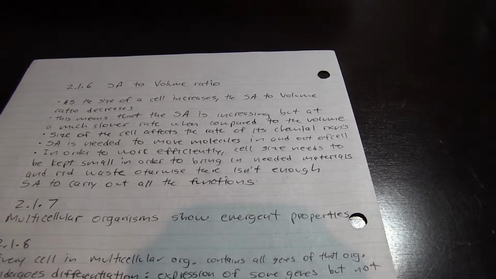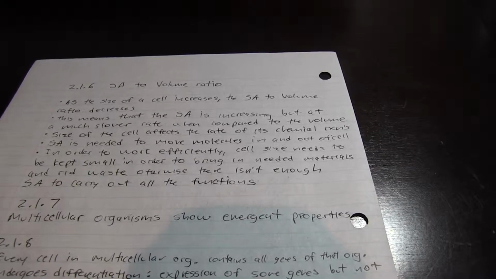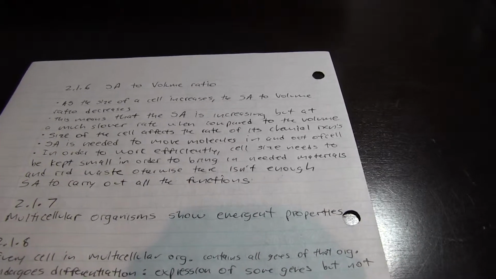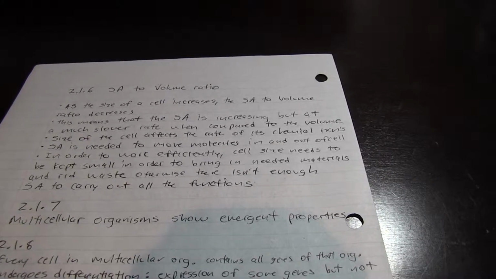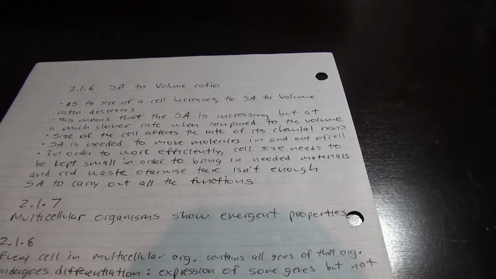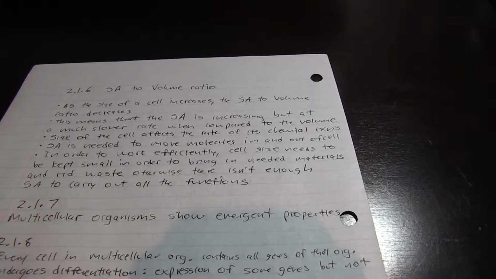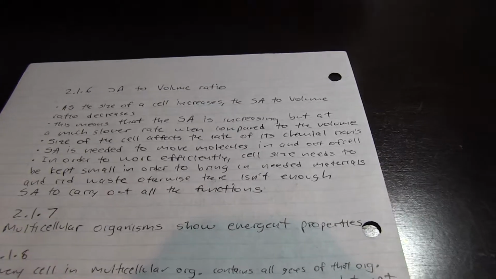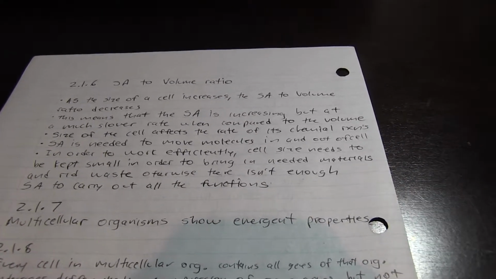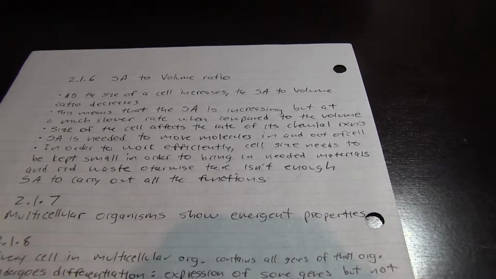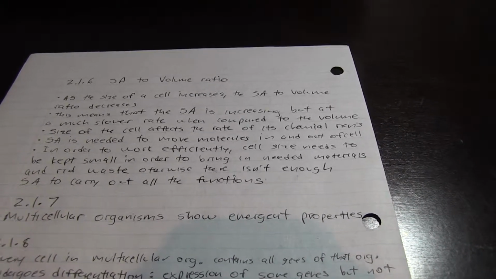Well, basically the surface area will increase, but it will increase at a much slower rate when compared to the volume. There are some formulas in a textbook that explain how that happens, but you don't need to know that. All you need to know is that the surface area will increase, but at a much slower rate when compared to the volume. So the size of the cell obviously affects the rate of its chemical reactions, because the bigger the cell, the more chemical reactions will occur and the more waste will be produced.